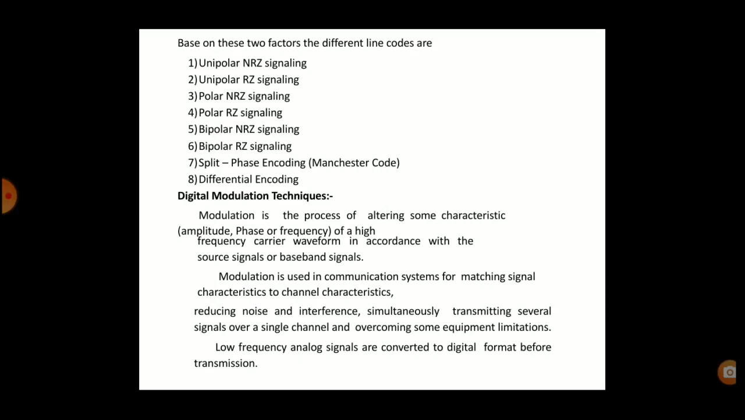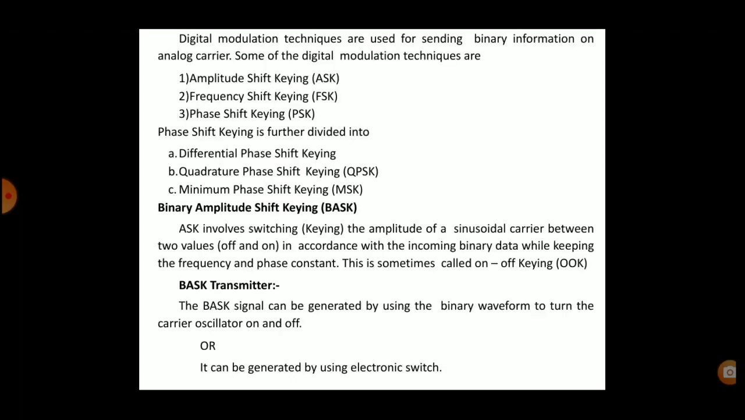Low frequency analog signals are converted to digital format before transmission. Digital modulation techniques are used by sending binary information on an analog carrier. Some of the digital modulation techniques are amplitude shift keying ASK, frequency shift keying FSK, and phase shift keying PSK. Phase shift keying is further subdivided into differential phase shift keying, quadrature phase shift keying QPSK, and minimum shift keying MSK.